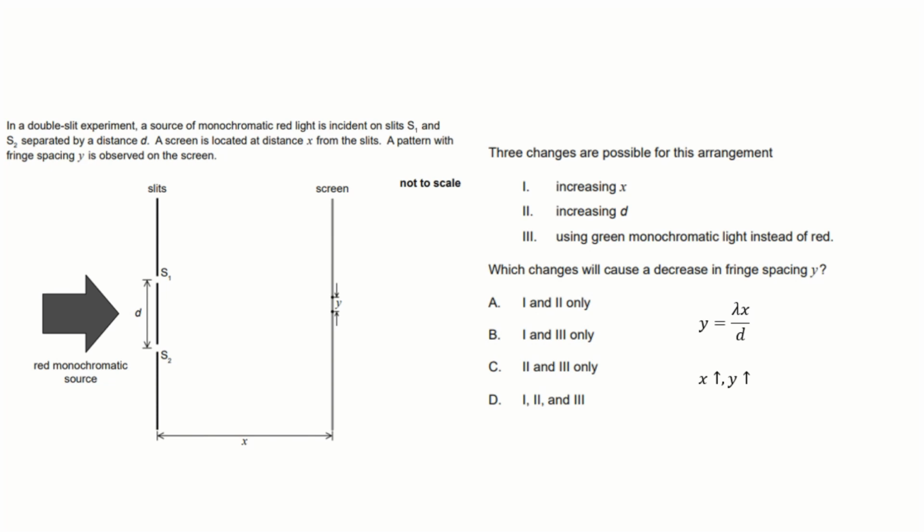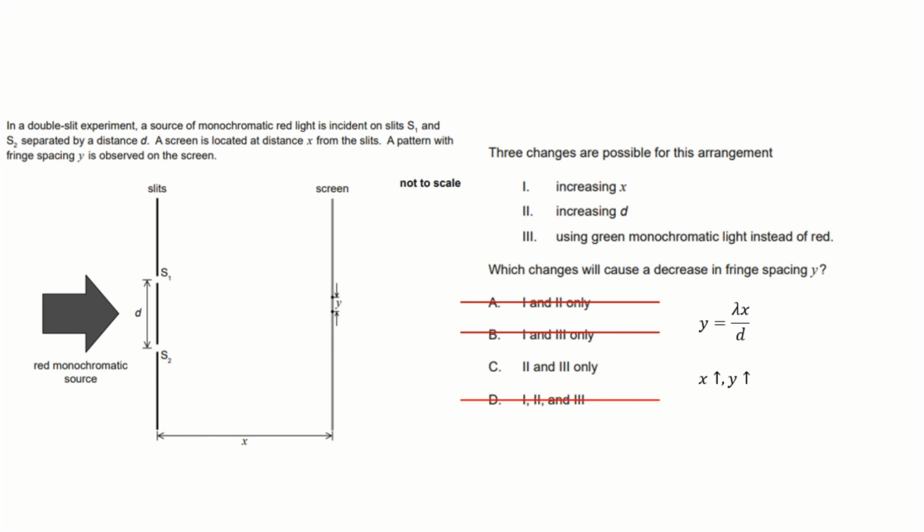Now, if I look through all my statements, I can see that statement A contains 1, statement B contains 1, and statement D also contains 1. So just the luck of choosing that as my first variable has ruled out all 3 of those answers and left me with answer C. Now, again, you could do a quick check. If I look at number 2, does number 2 decrease the fringe spacing? Well, if D gets bigger, it's on the bottom there. Y is inversely proportional to D, so yep, that's fine.